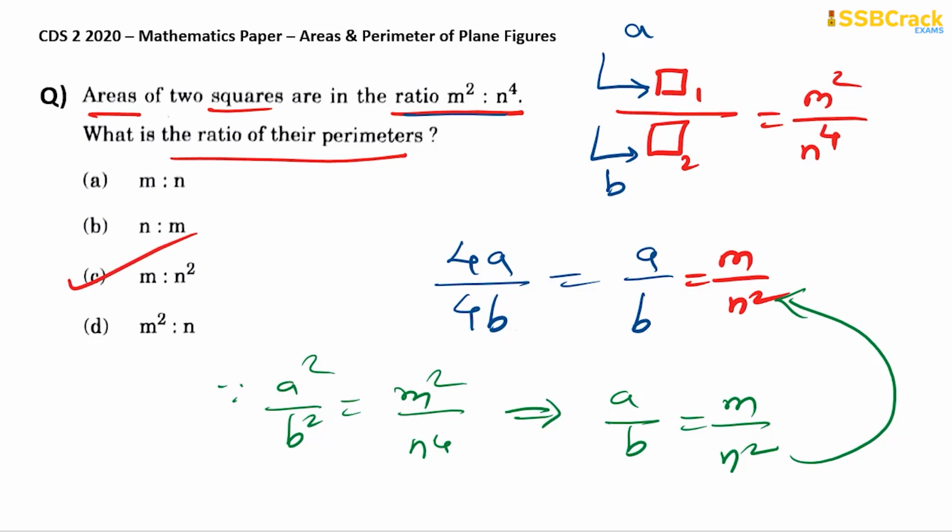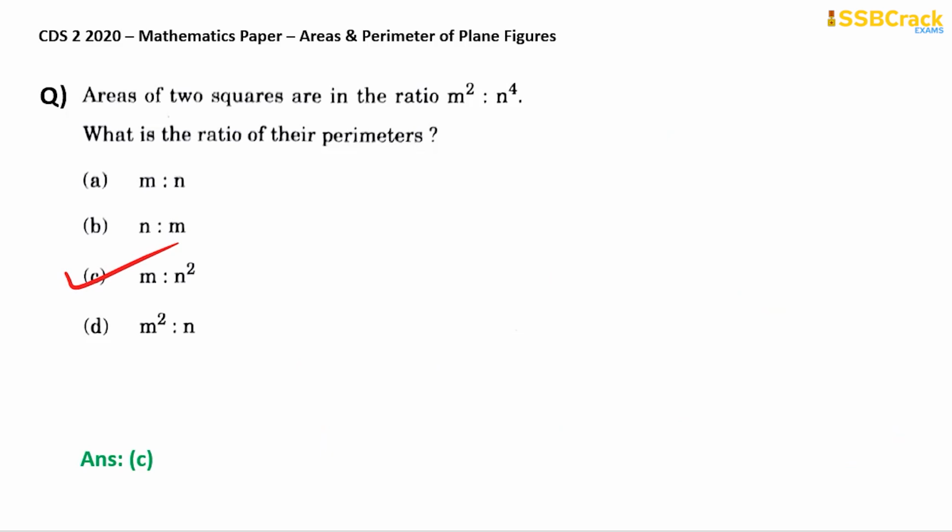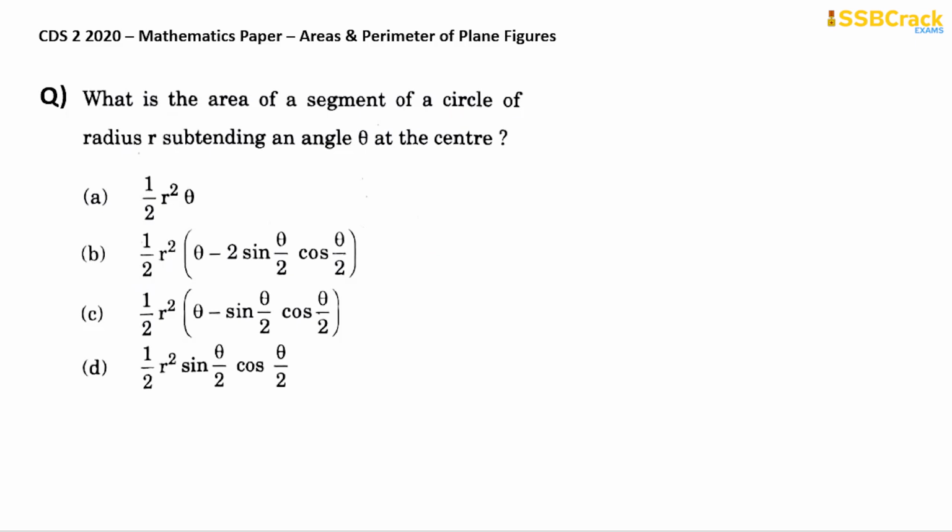And hence the key for this question was option number C, m is to n square. It was just to take the square root of this for the sides ratio, because 4 by 4 was anyhow cancelling, right? Simple. If you could do it by observation, you would have done it easily in seconds for such questions in your exams, right? Coming to the next question now.